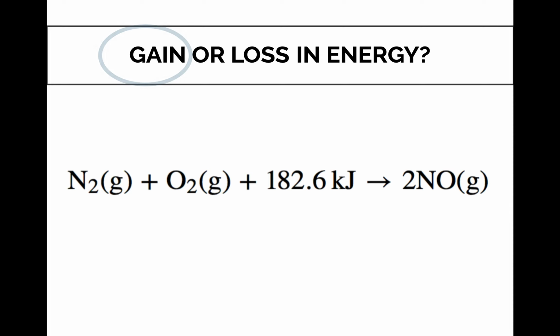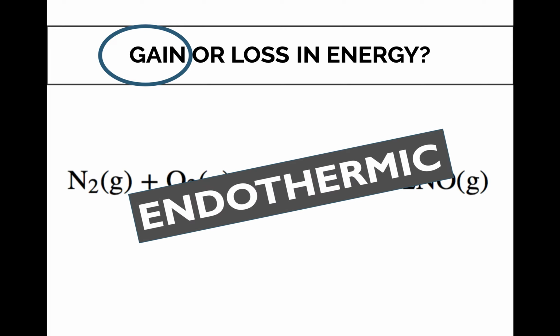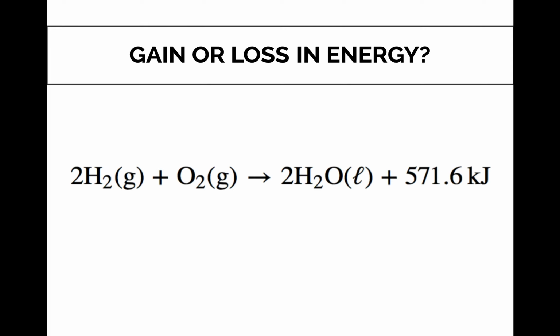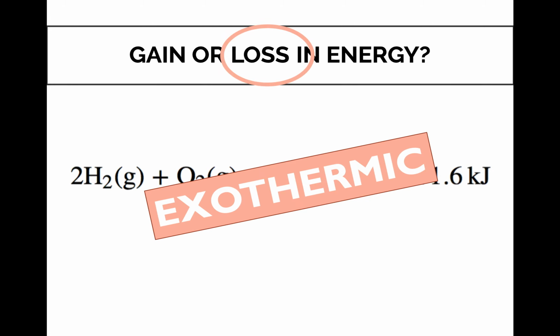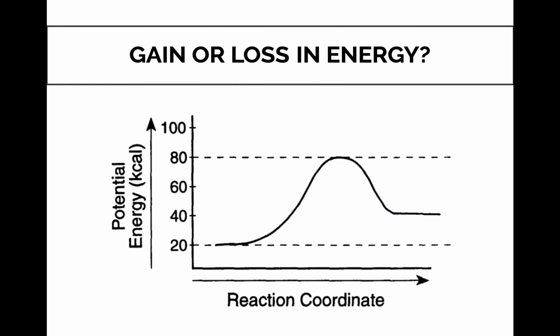That is going to be gaining energy, so this is an endothermic reaction. For this reaction, our kilojoules is in our products. There is a loss in energy. This is going to be an exothermic reaction. So now we're moving on to the PE diagram.